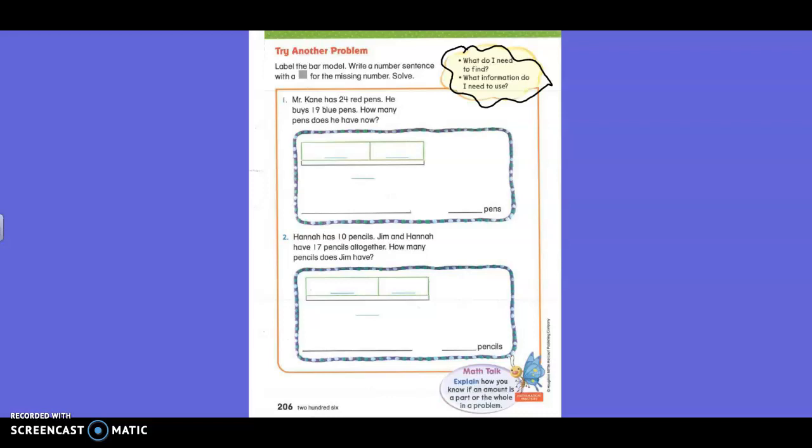What information do we need to use from that story, guys? Lena? What's important in there?